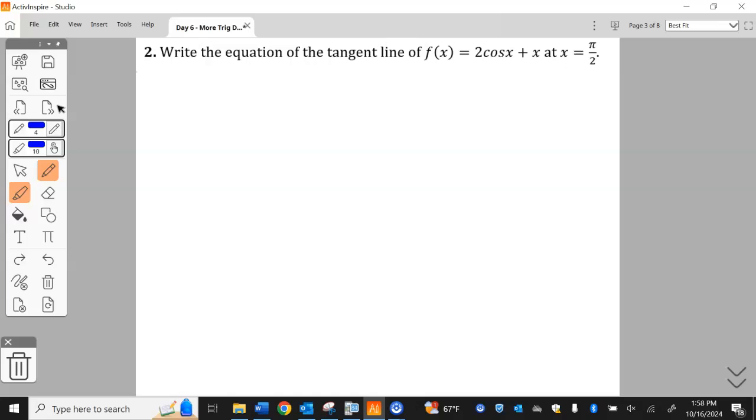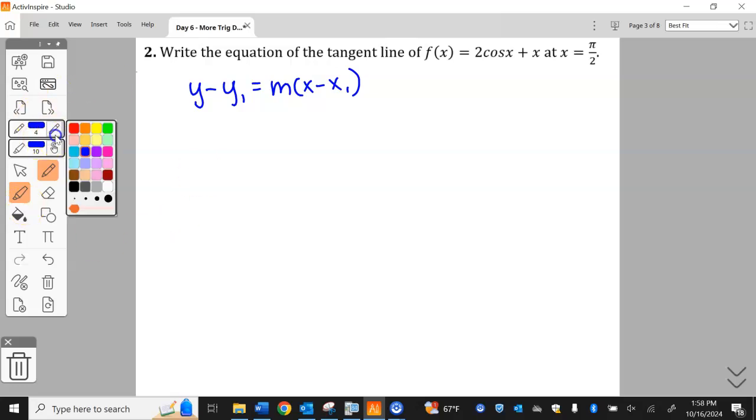Now for the next one, this time they want the equation of the tangent line of f of x equals 2 cosine of x plus x at pi over 2. So for the equation of the tangent line, I need y minus y1 equals m times x minus x1. Okay, well I already know my x1. I'm going to go ahead and set up what I know. Okay, so I have y minus, I don't know that part yet. I don't know the slope, but I know it's x minus pi over 2.